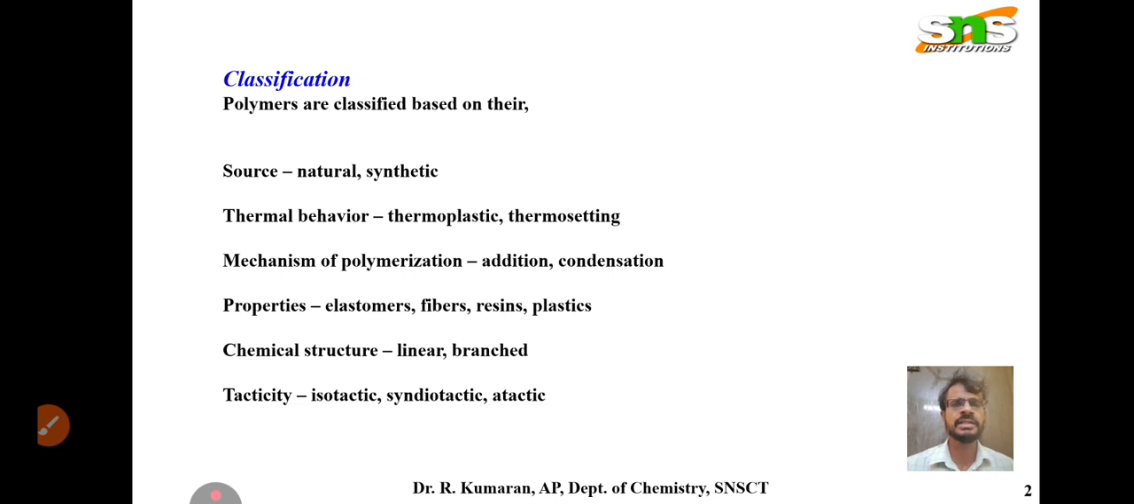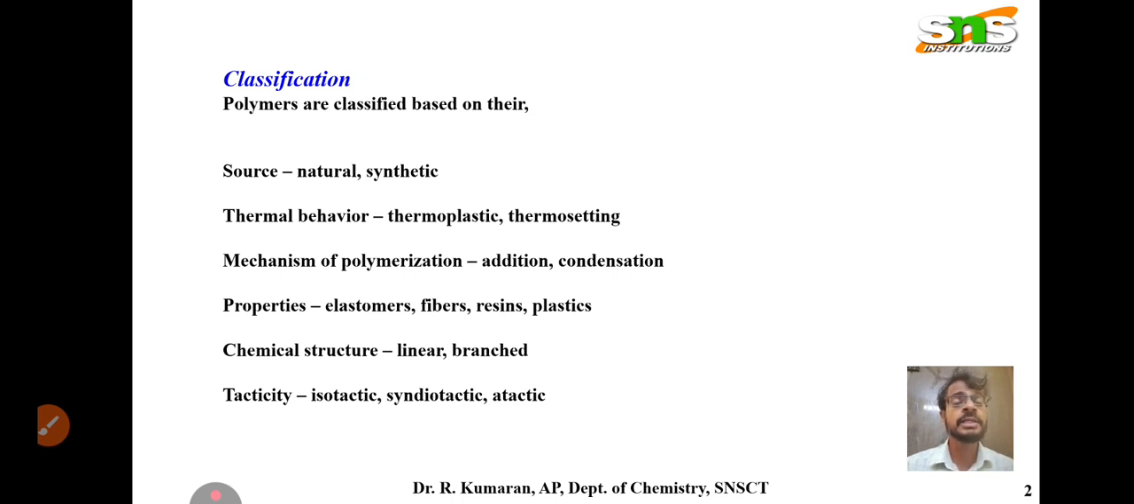Source: whether it is available naturally, that is natural, or how it is prepared, that is synthetic. Thermoplastic and thermosetting: thermoplastic can regain its original shape, while thermoset never regains its original shape. That is based on the glass transition temperature. And how it is bonded, that is whether formation is through addition or condensation. Addition means without any removal of small substances. Condensation means removal of a water molecule.